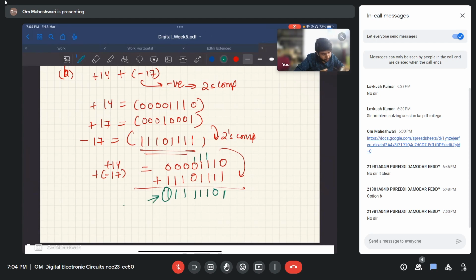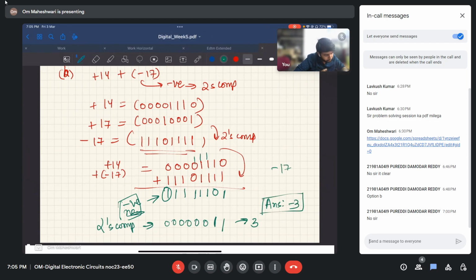Since it is 1 here, it is a negative number. So we take its 2's complement, that is 0 0 0 0 0 0 1 1. That is 3. So we know it is negative, so the answer is minus 3. And we already know, right? 14 minus 17 is minus 3, and we are getting that also. This is how we do it.